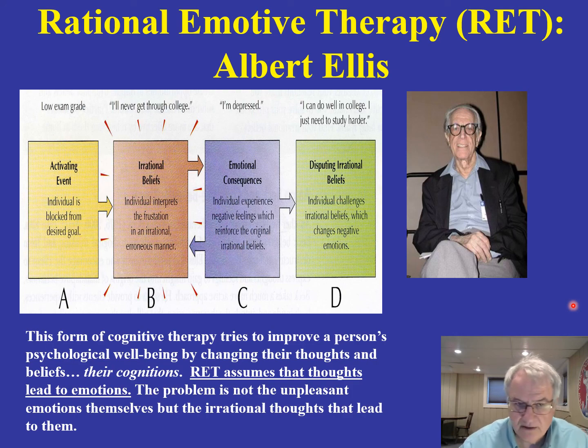So again, let's take a look at this. Let's say you're a student and you get a low exam grade. This is what he calls the activating event. The individual is blocked from achieving a particular goal that they want to achieve. Then the student starts to say, well, I'll never get through college. These are irrational beliefs. They're interpreting the frustration in an irrational way. Then we have the emotional consequences. They say, well, I'm depressed. So these experiences and negative feelings reinforce the original irrational beliefs that they have.